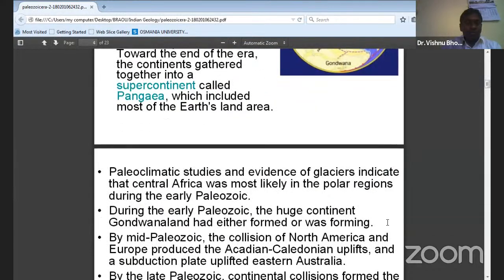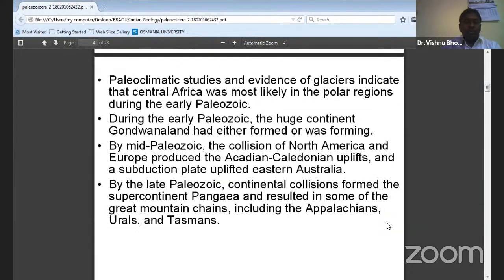By the late Paleozoic, continental collisions formed the supercontinent Pangaea, and this resulted in some of the great mountain chains, including the Appalachian, Urals, and Tasman.